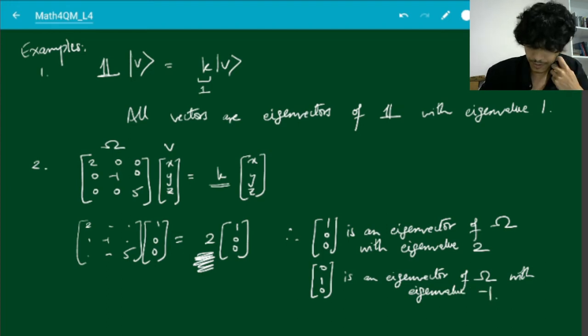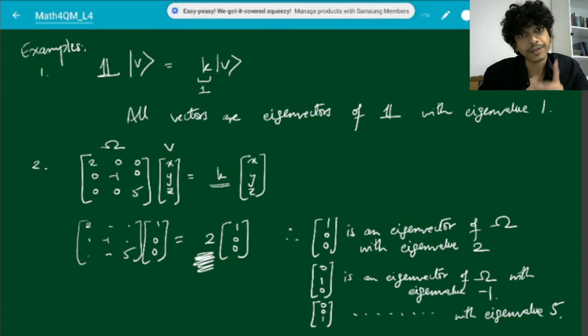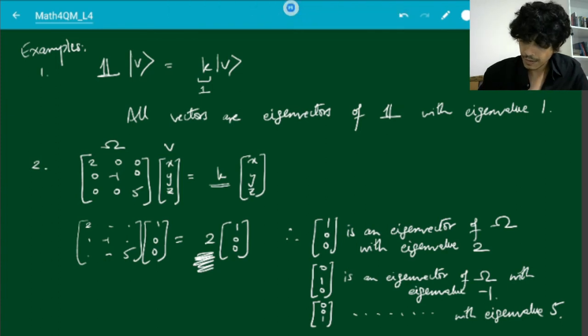And try this out as well. Take a third vector 0, 0, 1, and you'll find that this is also an eigenvector with eigenvalue -5. So take this matrix omega, operate it on each of these vectors, and see that you're getting back the same vector except multiplied by this number 2, this number -1, and this number 5. So these are the eigenvectors of omega and the corresponding eigenvalues.